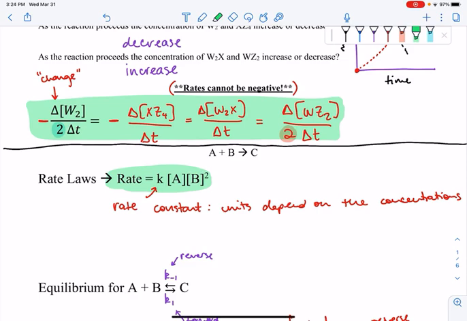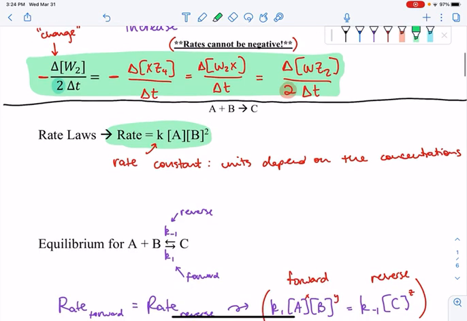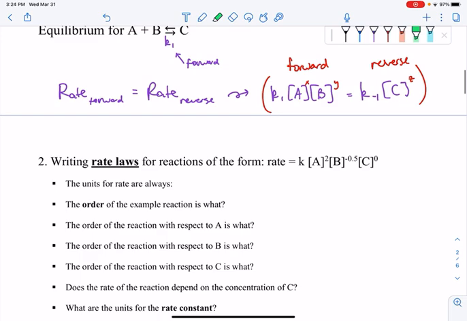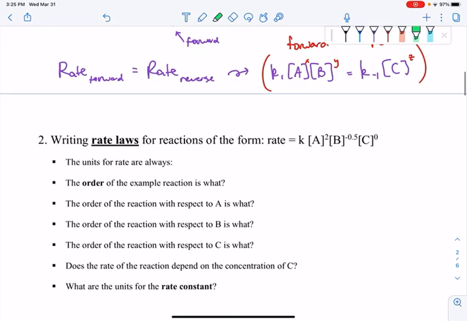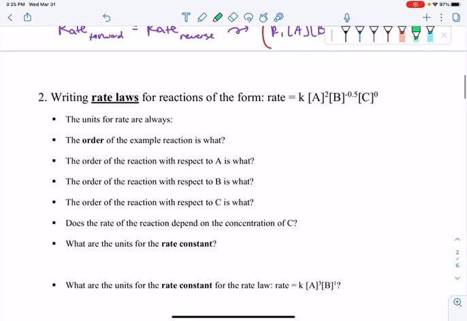I don't think these are instantaneous. I'm pretty sure those are average rates. Anyway, we'll deal with that later. Okay, so let's dive into a little bit more on rate laws. So here I've given you a rate law.